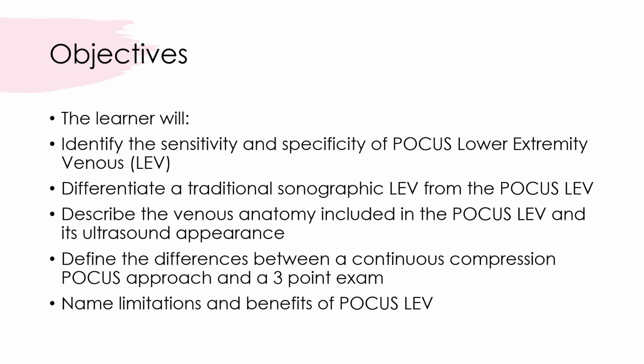The objectives today: we're going to have you identify the sensitivity and specificity of POCUS lower extremity venous, or LEV. We're going to have you differentiate a traditional sonographic lower extremity venous from the point-of-care lower extremity venous. Describe the venous anatomy included in the POCUS LEV and its ultrasound appearance, as well as define the differences between a continuous compression POCUS approach and a 3-point exam. And finally, we'll have you name the limitations and the benefits of the POCUS LEV.